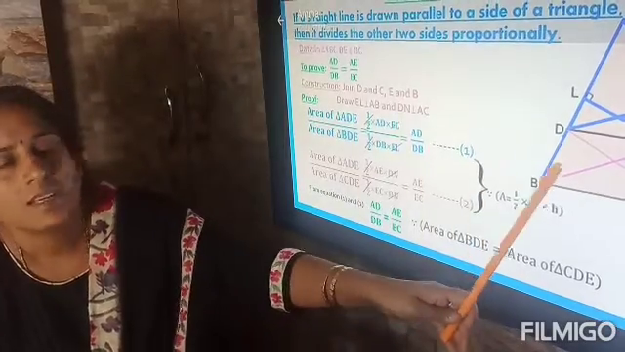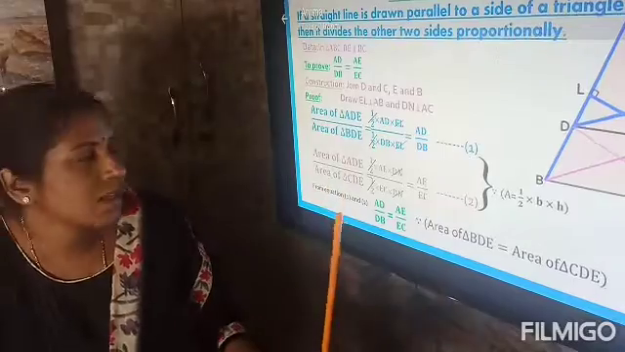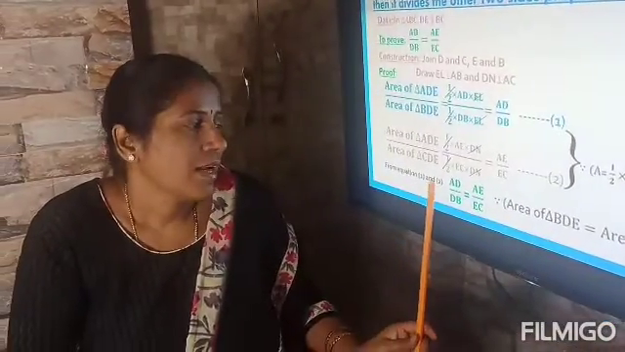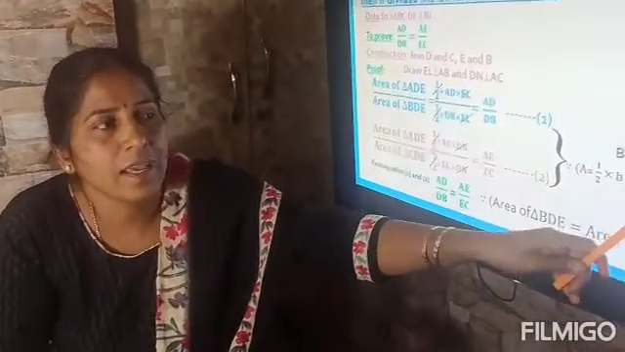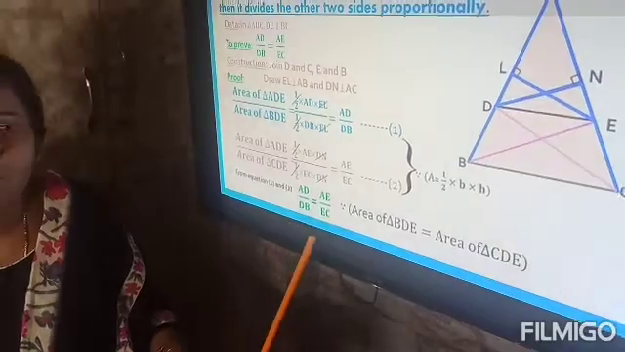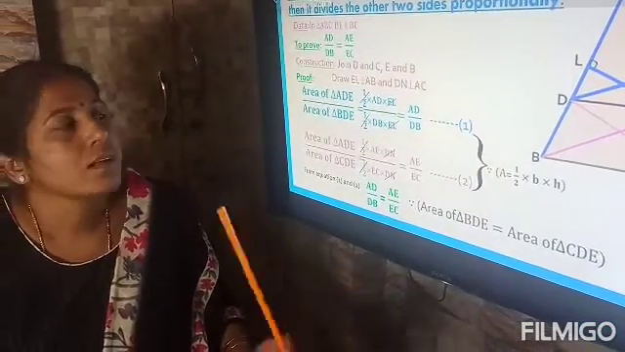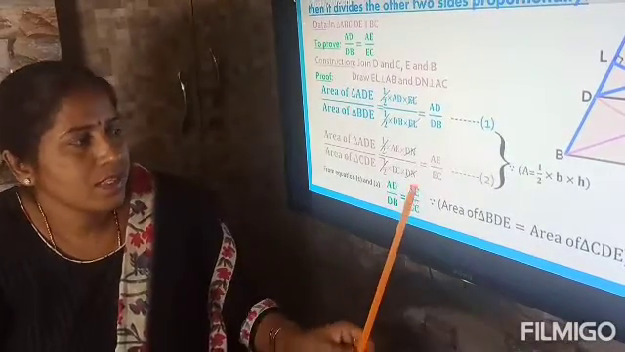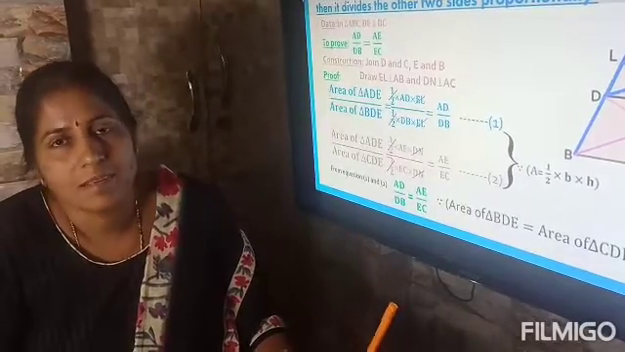This means if a straight line is drawn parallel to a side of a triangle, then it divides the other two sides proportionately: AD by BD is equal to AE by CE. Hence proved. Understood? It's very easy and very important. Write and practice. You have to give the reason also. Do it properly. We'll do the next theorem.